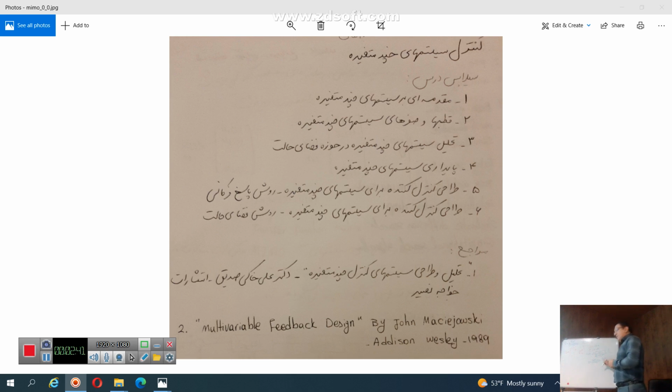If these modes are equal, you cannot see this mode in the output. This means pole. And what about 0? If we apply 0 here, this is 0 of the system. Yes? The output of the system, you cannot see this in output of the system.